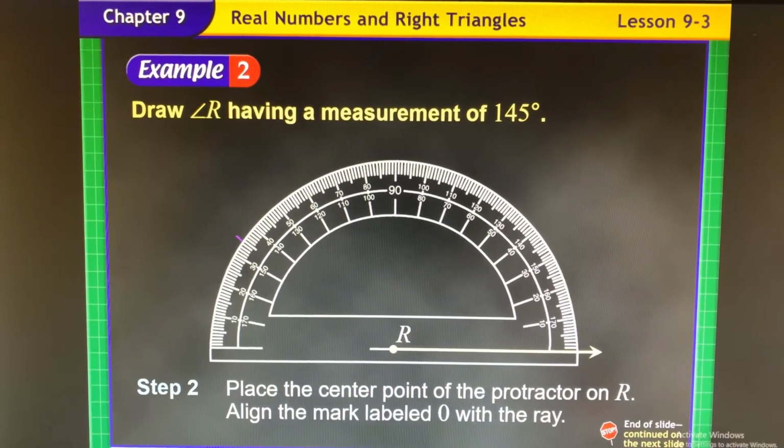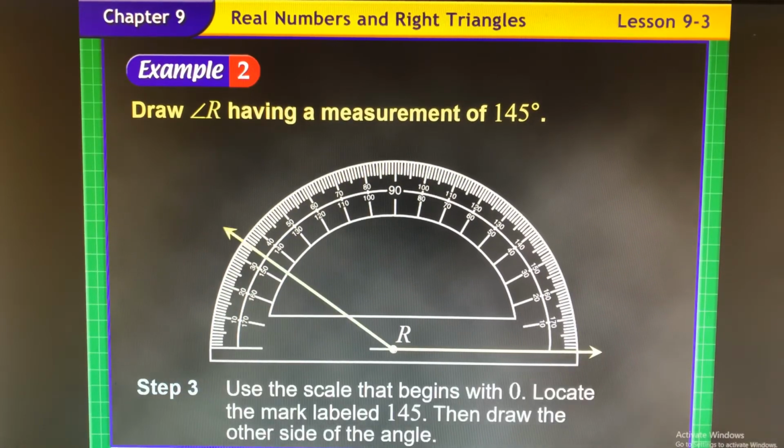Now, if you say to yourself, well, wait a minute, how do I know it's not this 145 degrees? Well, because if you connected it over there, you would have created an acute angle and not an obtuse angle. So it's really important that you identify that angle before you actually start to draw it. And there's your obtuse.